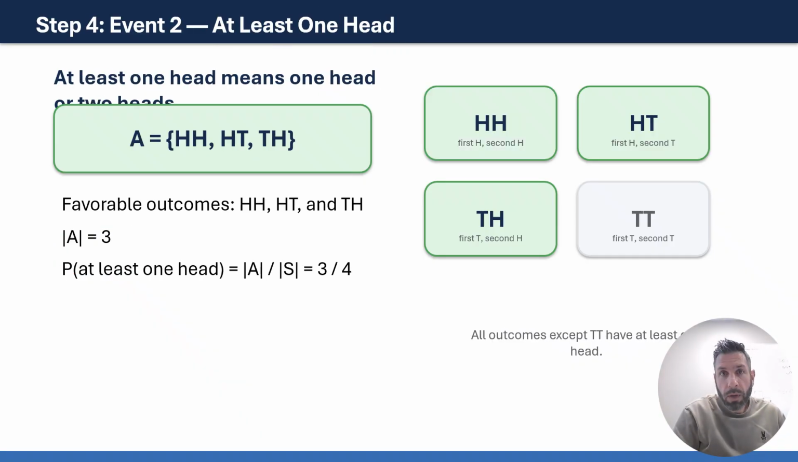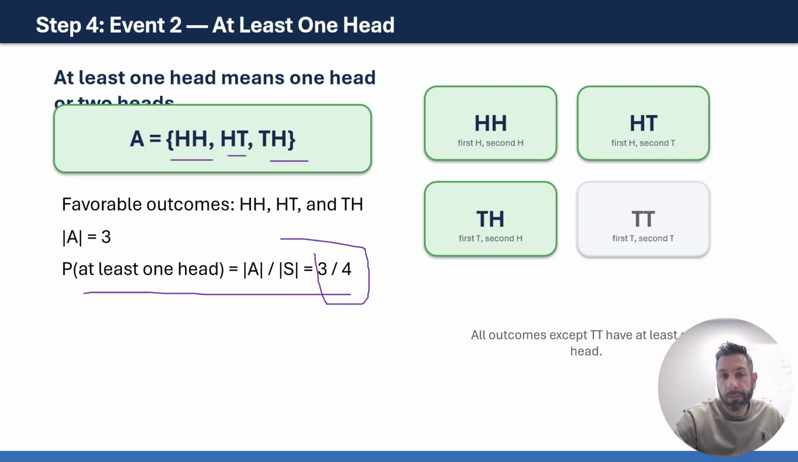So we saw that the probability of getting exactly one head is 1/2. But what about the probability of getting at least one head? Well, for this particular question, there are 3 outcomes we're interested in. Heads, heads gives us at least one head. Heads, tails, and tails, heads. And so the probability of at least one head is 3/4, or 75%.